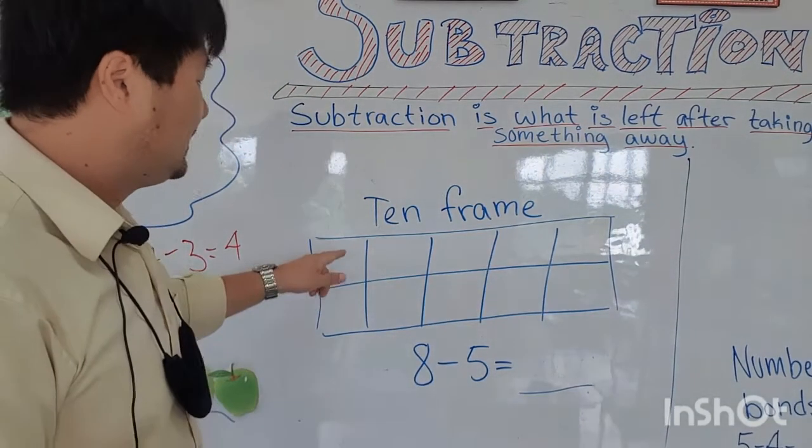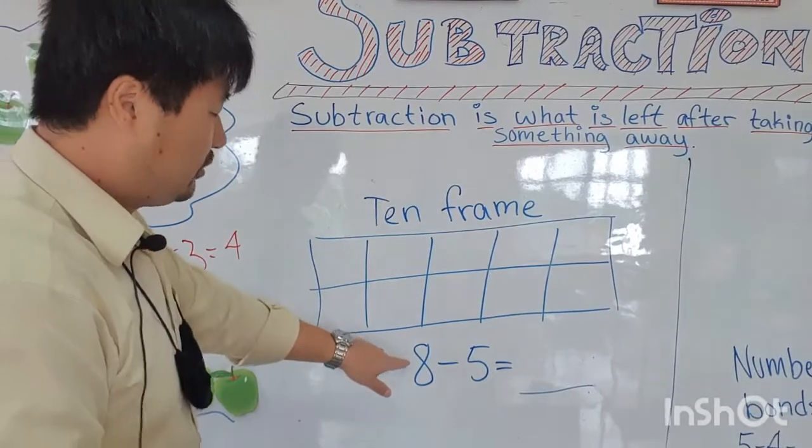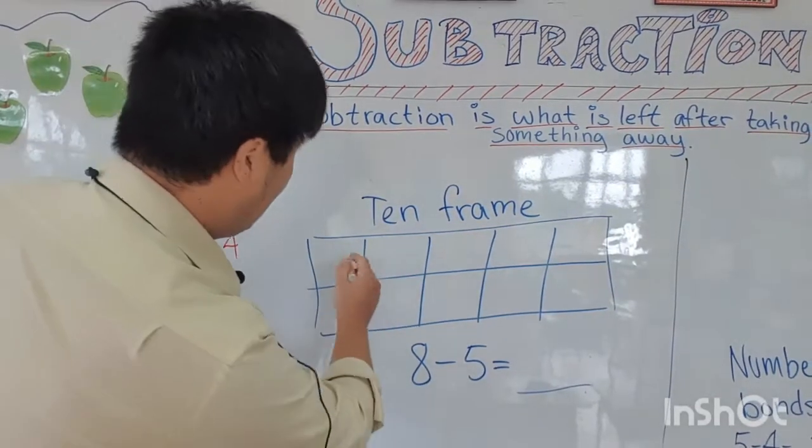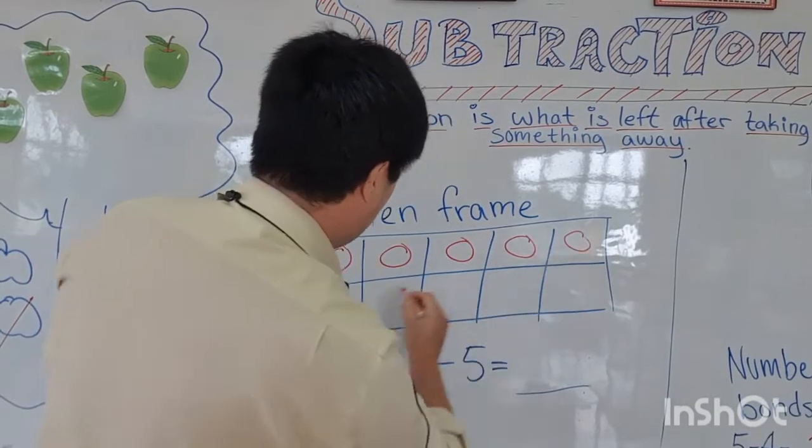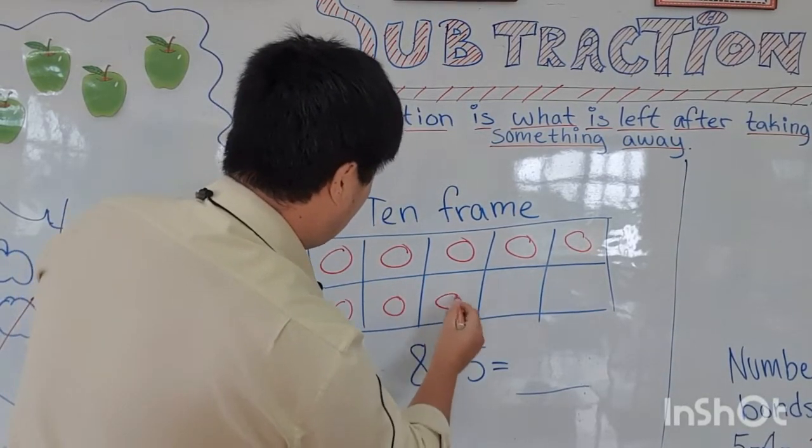Okay, so the 10 frame works like this. You have 8. So you have 8. 1, 2, 3, 4, 5, 6, 7, 8.